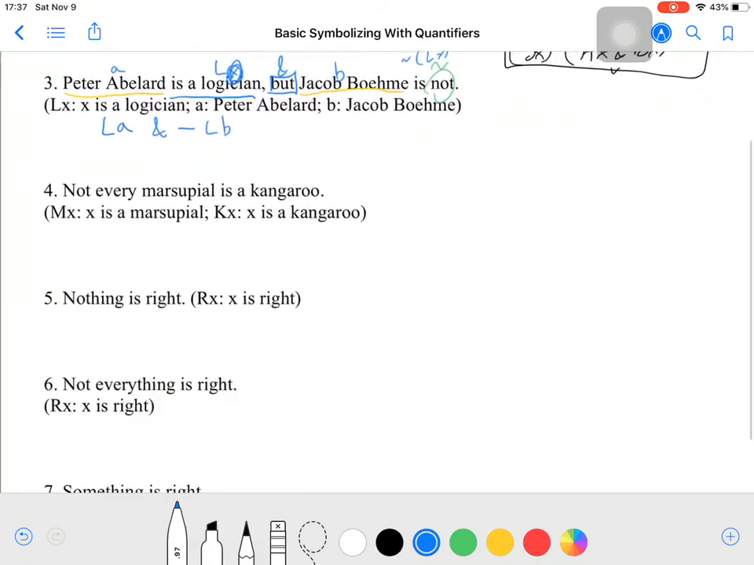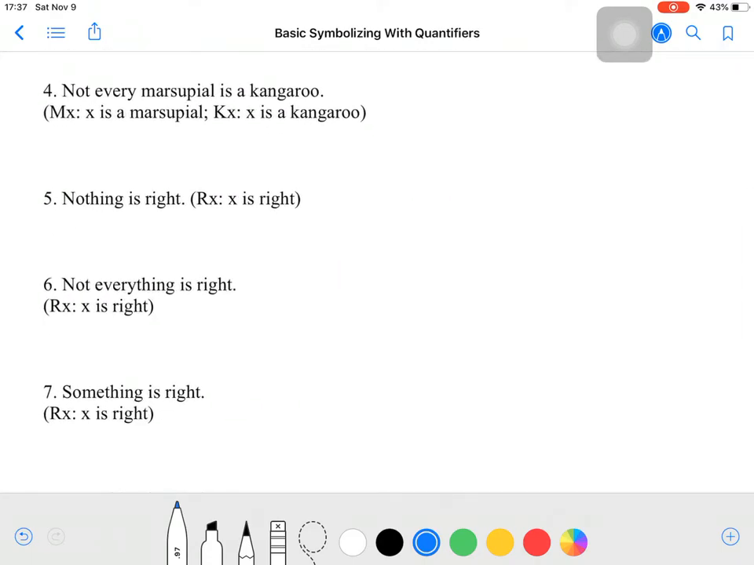Let's go on to 4. Not every marsupial is a kangaroo. When we see stuff like "not every," one of the common ways of translating this is to say "not all x": it is not the case that for all x, blah blah. And then we have marsupial as M(x) and kangaroo as K(x). There's an implied relational claim here of something being a marsupial, therefore being a kangaroo. So one way of translating this would be to say that it is not the case for all x that if x is a marsupial, then x is a kangaroo.